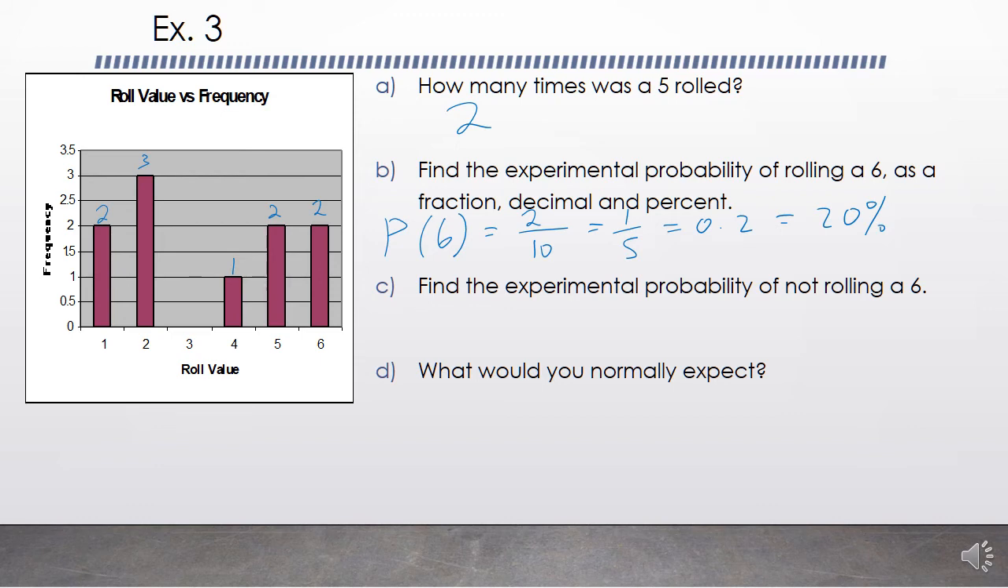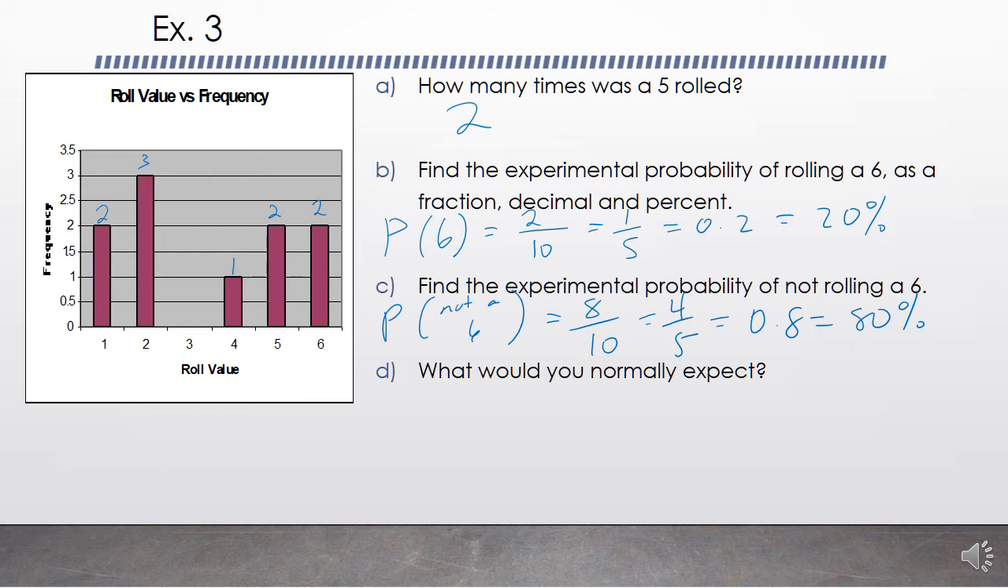Find the probability of not rolling a 6. So capital P of not a 6. Now you could add up everything that's not a 6, or we kind of know that everything that's a 6 or not a 6 makes up the entire sample space. So if a 6 came up twice, everything that's not a 6 was 8 out of 10. And you would get that if you added up everything that's not the 6's. Reduce your fraction, 4 to 5, 0.8, multiply by 100, 80%.